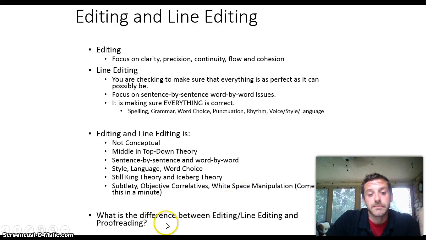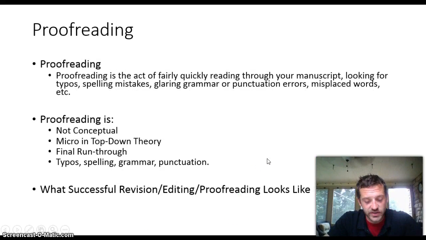Okay, so what is the difference between editing, line editing, and proofreading? Proofreading is the very last run-through. You've all done this a million times. This is just one last read-through, looking for typos, spelling mistakes, punctuation errors, misplaced words, any of those last-minute things. Nothing you ever hand in should have any of these things in it. There should never be a typo or spelling mistake or grammar or punctuation errors. That's what proofreading is for. This is catching those last-minute things. It's the final run-through, the very last step.